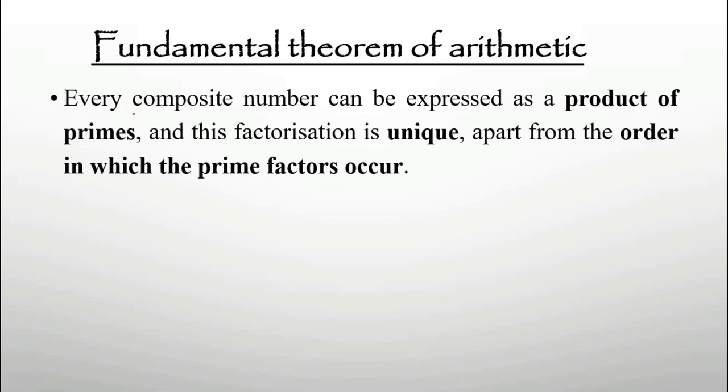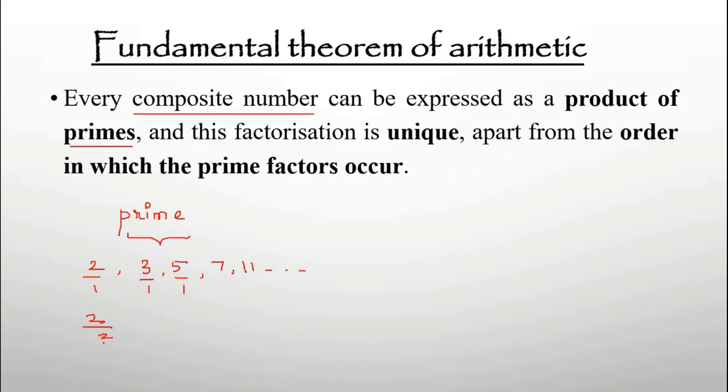First of all, we need to understand what are composite numbers and what are prime numbers. So prime numbers are the ones which are divisible by 1 and themselves. For example, if I write 2, 3, 5, 7, 11 and so on, these numbers are divisible just by 1. That is 2 over 1, 3 over 1, 5 over 1 and so on. And they can be divided by themselves. That is 2 over 2, 3 over 3, 5 over 5 and so on. No other numbers can divide these numbers. So they are called prime numbers, the ones which are divisible by 1 or themselves.